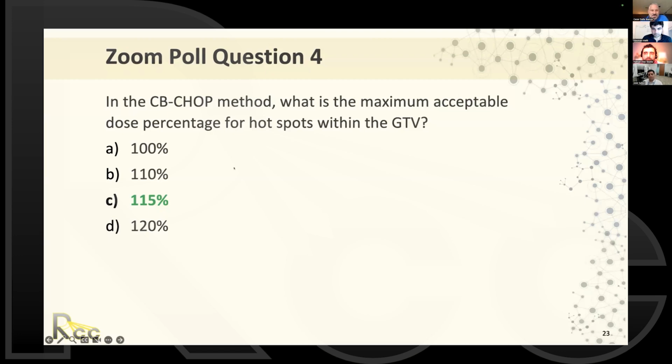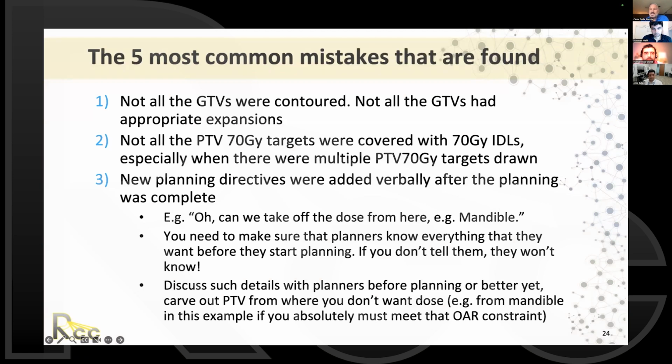Very nice. So these next two slides are, again, the five most common mistakes found while evaluating head and neck plans. And again, they might not be the only ones. I'm sure you can find other things, but these are the most common that we have seen.